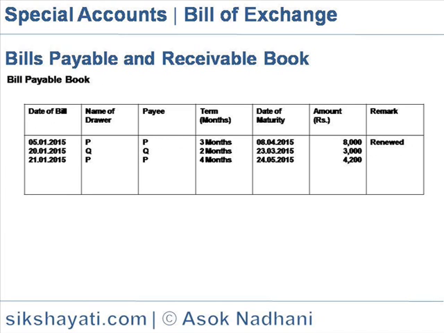Bills payable book. This book shows all the acceptances given to the drawer of the bill. The columns may be date of bill, name of drawer, and name of payee, which may differ, then terms, date of maturity, and the amount. Discounting, etc. will not be entered in the book, but a remark of discounting, renewed, endorsed, etc. will be put in the remarks column for own reference.